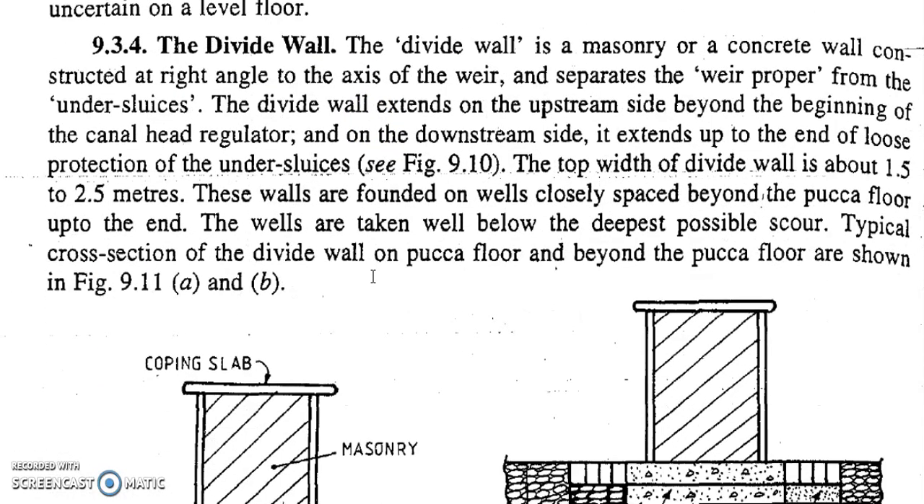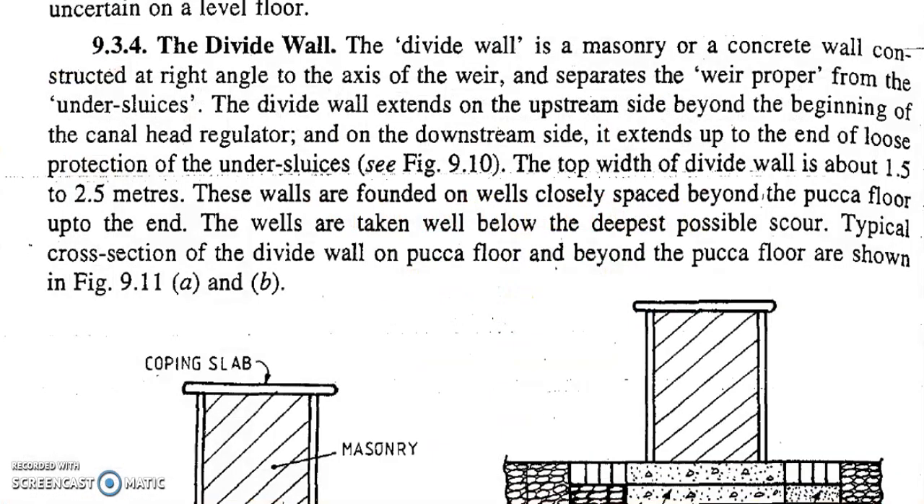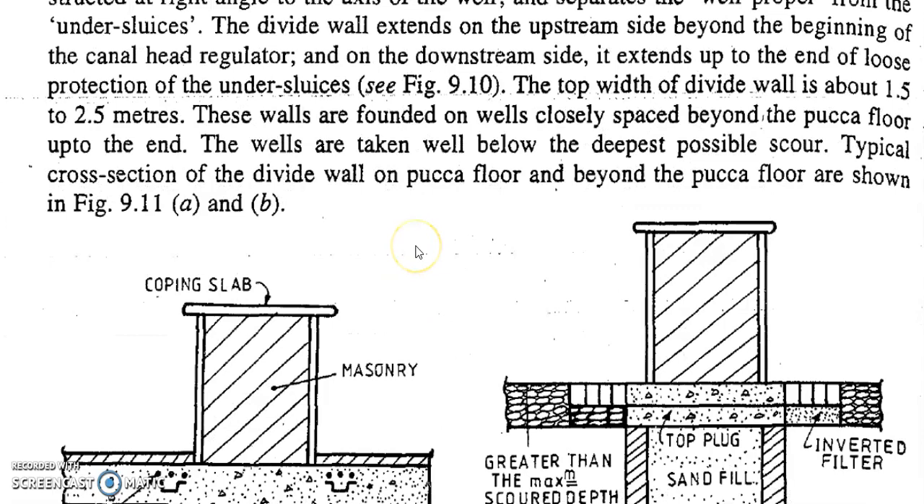Now next, the very important structure, that is the divide wall. How to design a divide wall? What is the function of the divide wall? The divide wall is a masonry or a concrete wall constructed at right angles to the axis of the weir and separates the weir proper from the under sluices. What is weir proper? You have already seen this in this diagram, which I showed you in the diversion headworks.